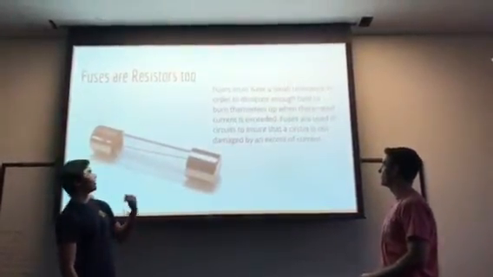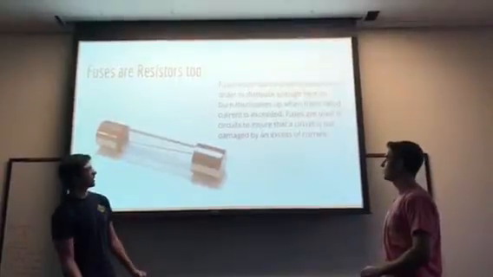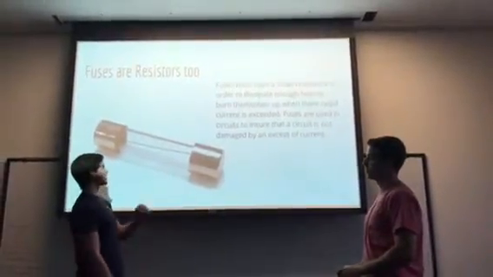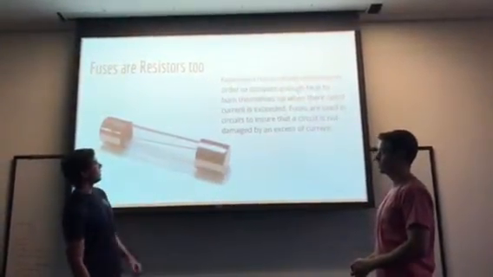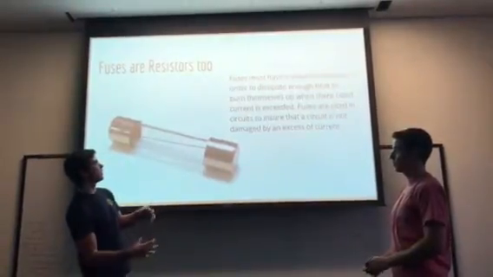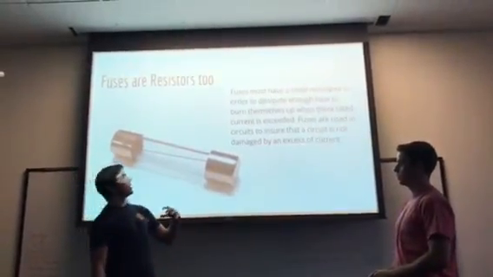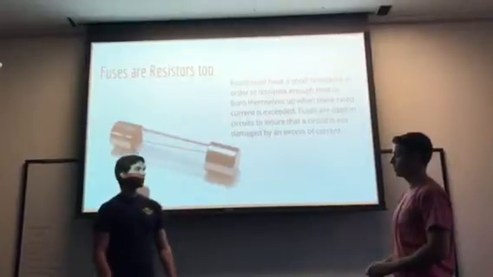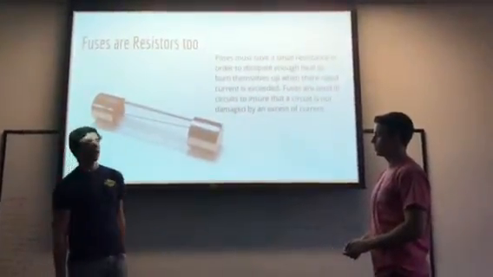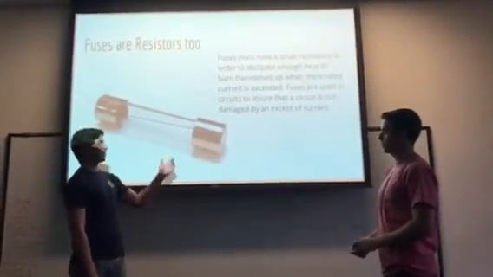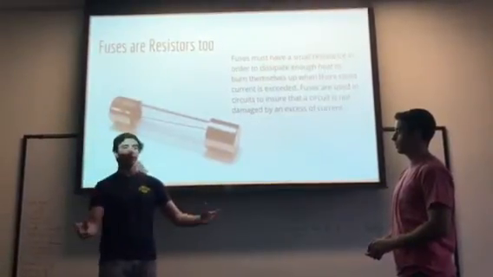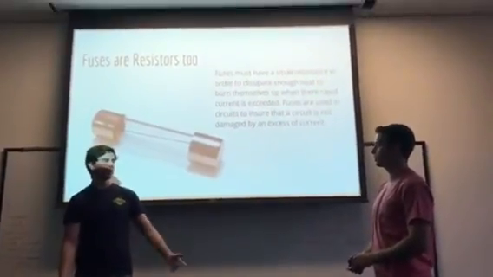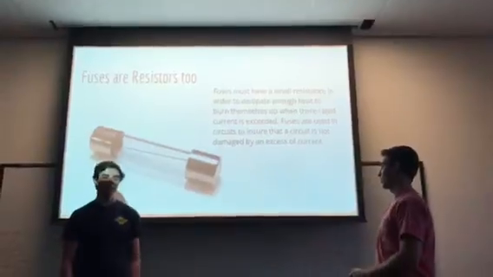So what a fuse does is, if an excess of current is passing through the circuit, it's actually going to heat up the fuse and make it burn up so that it shorts the circuit. That way you end up having to replace a fuse and not replace all the components of the circuit. Control damage. Yeah, control damage in the circuit.